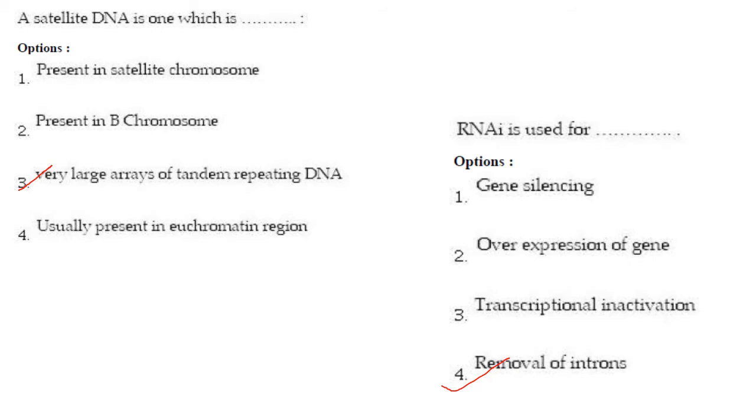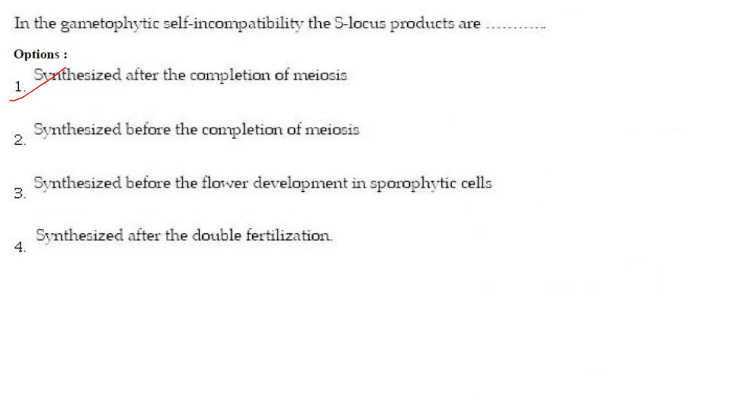Next one. RNAi is used for option 1, gene silencing, 2, overexpression of gene, 3, transcriptional inactivation, 4, removal of introns. Answer is option 4.